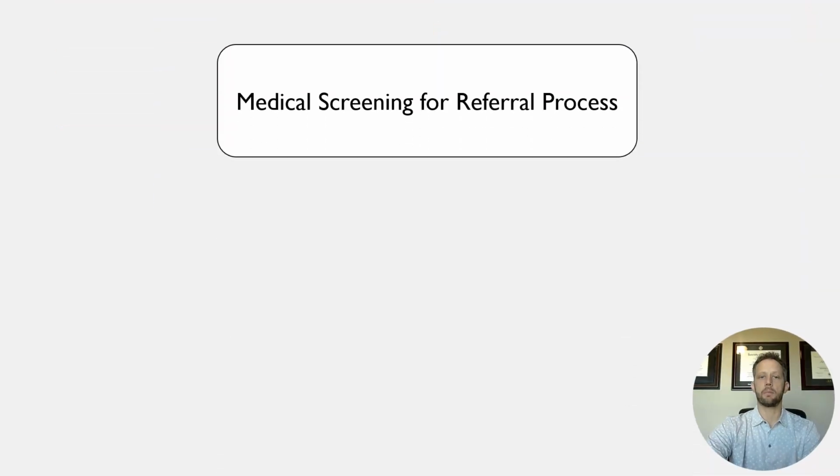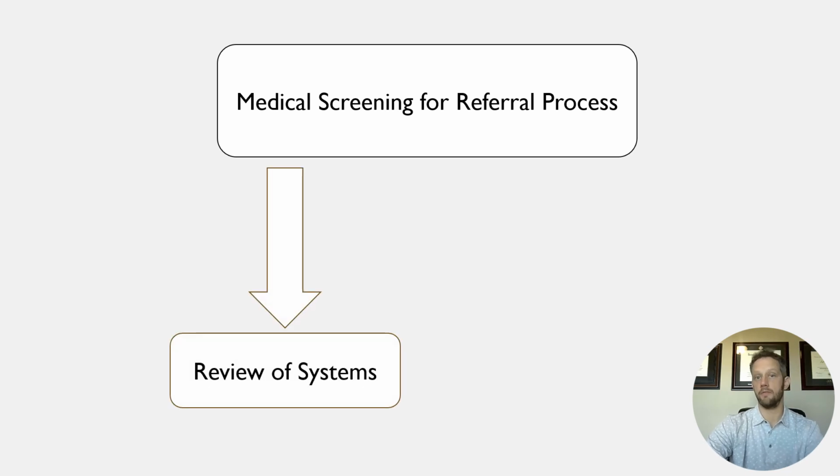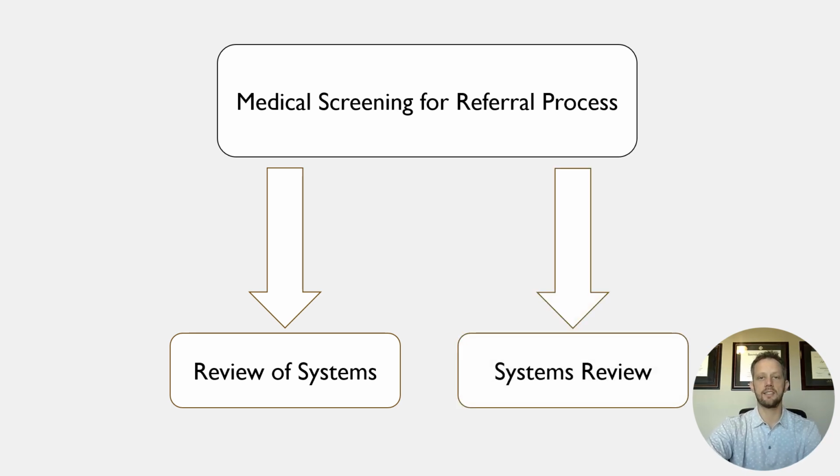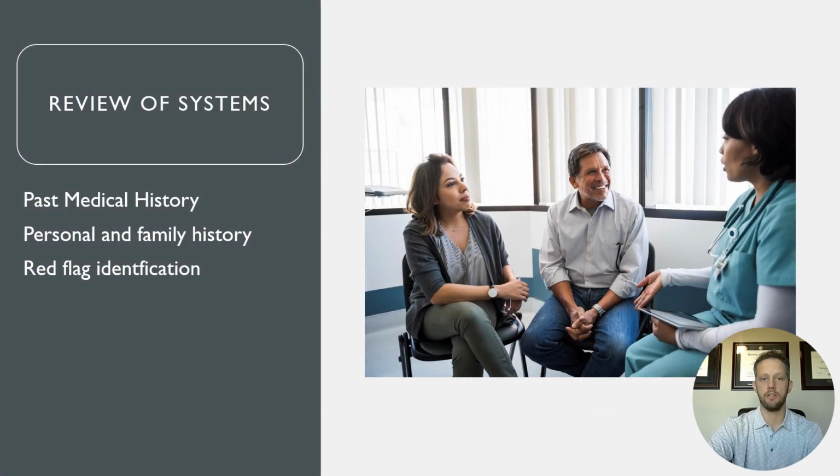So when we look at the process for medical screening for referral, it's done at 2 different time points. First, we have the review of systems. This is done during your history taking. Following that, we then have our systems review. And I want to take a closer look at each of these, starting with the review of systems.